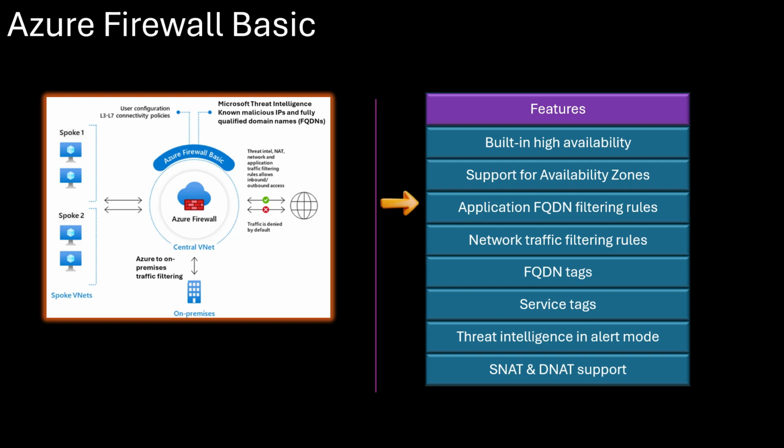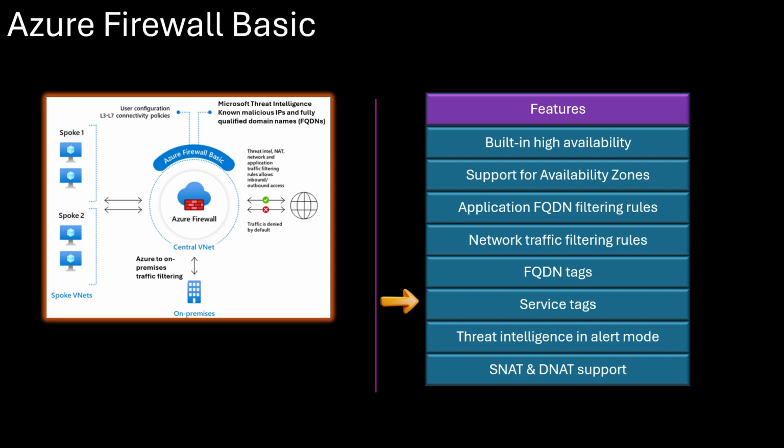With Basic SKU also, you can control internet access based on domain names instead of just IP addresses, which gives you better granularity over allowed or blocked traffic. Using Azure Firewall Basic SKU, you can define rules to allow or deny traffic based on source and destination IP, ports, and protocols. Instead of manually listing domain names, you can use predefined FQDN tags to simplify firewall rules for commonly used services like Azure Storage and Microsoft 365.